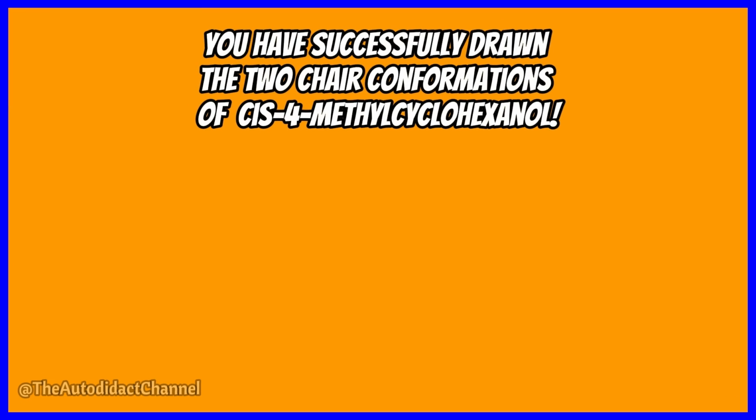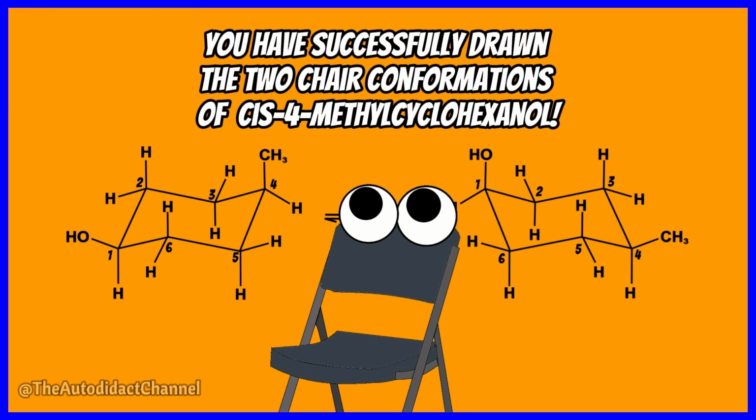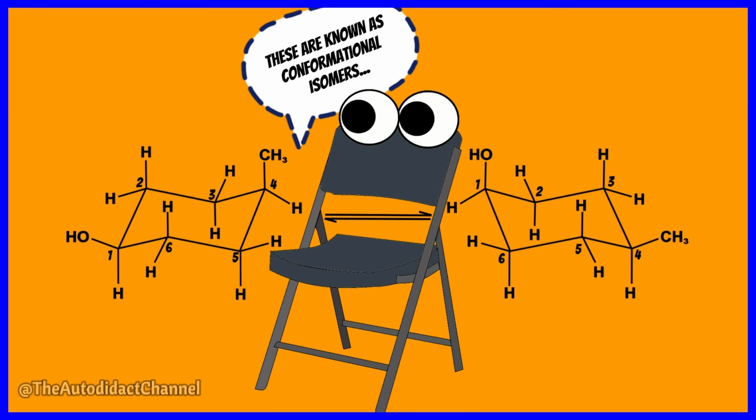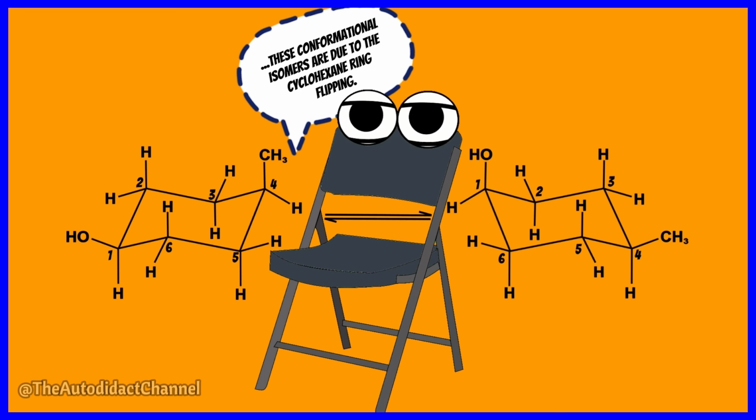And there you have it. You have successfully drawn the two chair conformations of Cis-4-methylcyclohexanol. These are known as conformational isomers, and are due to the cyclohexane ring flipping.